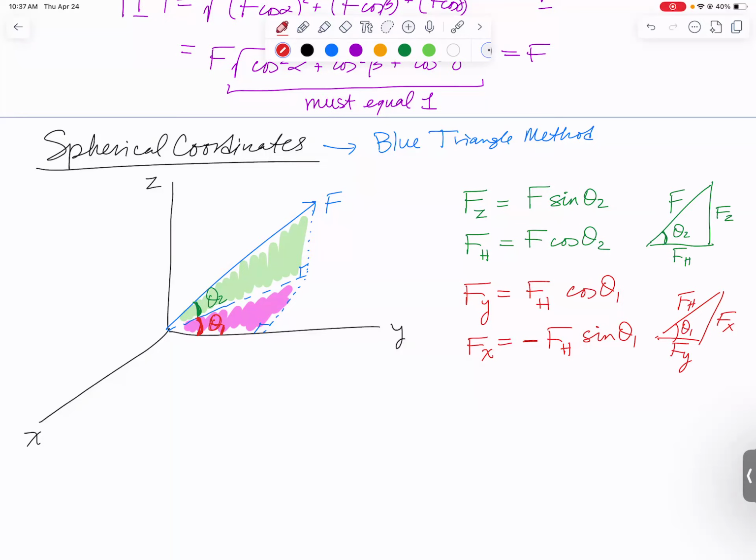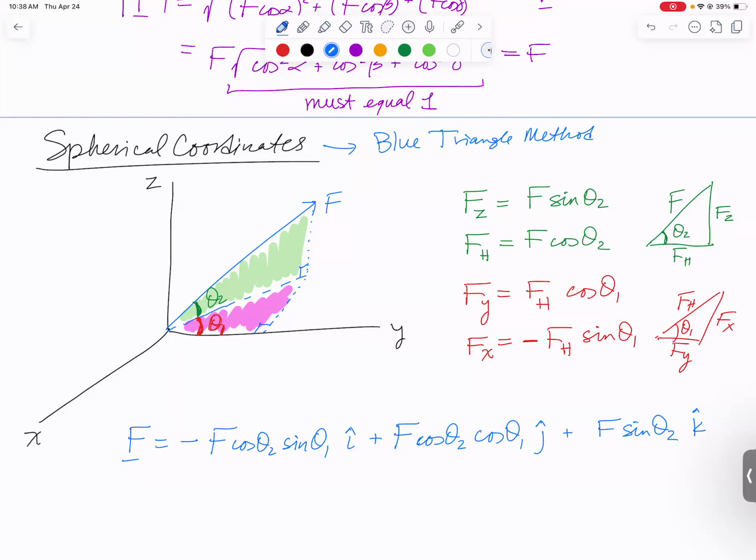So using two separate triangles, they have two different hypotenuses. If you want to write your f as a Cartesian vector, my x component will be minus fh, which is f cosine theta 2. So I'll have minus f cosine theta 2 sine theta 1 in the i direction. Now for the j direction, I need fy, which is fh times cosine theta 1. So I end up with f cosine theta 2 again, because there's my fh, times cosine theta 1 in the j direction. And then finally, the z is just f sine theta 2 in the k direction.